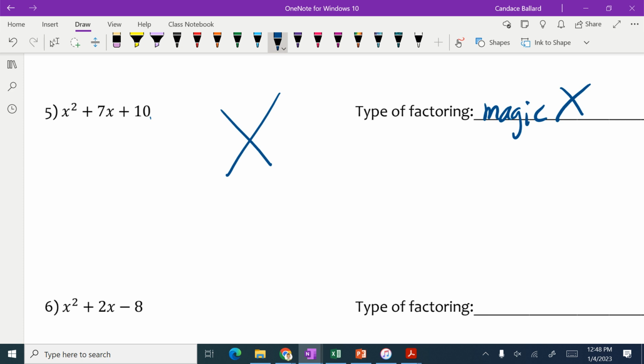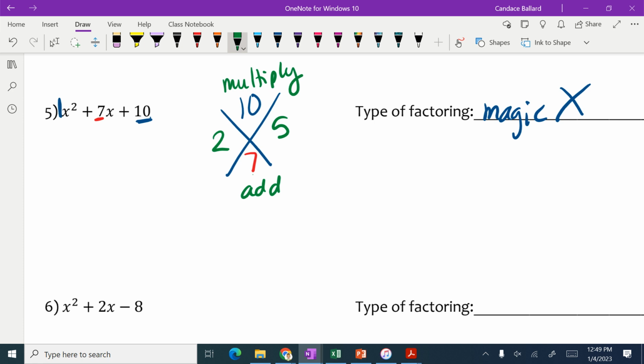What I do is I take and I multiply the first coefficient, which is a 1, times the third coefficient, which is a 10, and I put that up top. Then whatever is in the middle, that goes in the bottom. Then we need 2 numbers that multiply to the top and add to the bottom. So what do you guys think? 2 and 5. So let's check that. 2 times 5 is 10. 2 plus 5 is 7.